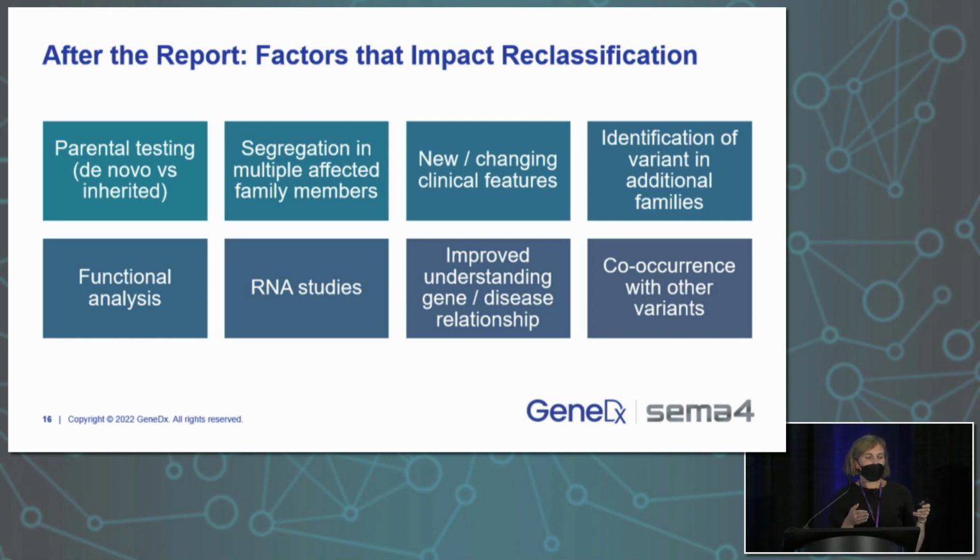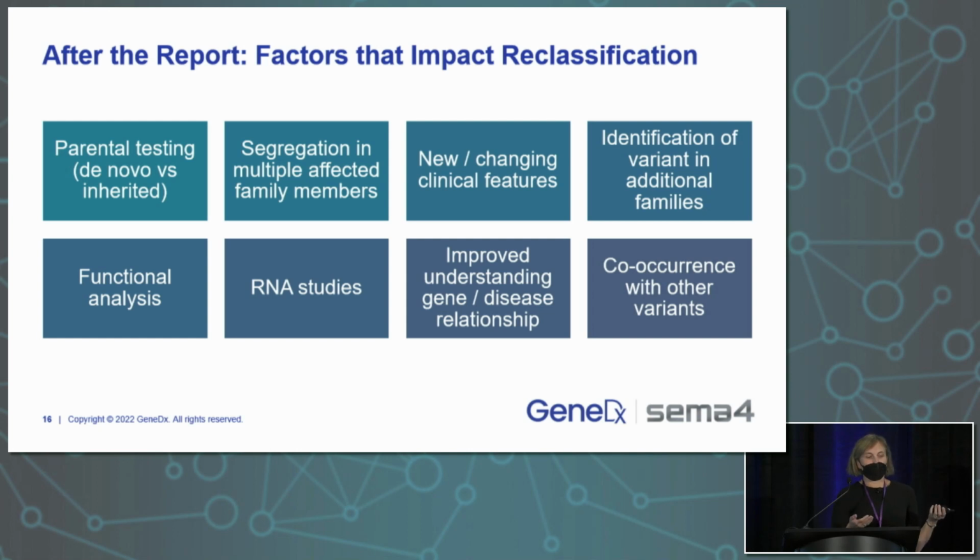If this is a situation where there are multiple affected family members, instead of just testing the parents, often we'll offer to test the affected family members and see if we're finding that variant in all of the similarly affected family members or not, and that segregation information can be important.